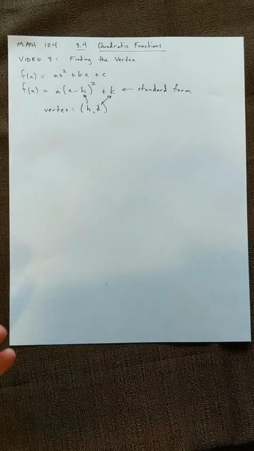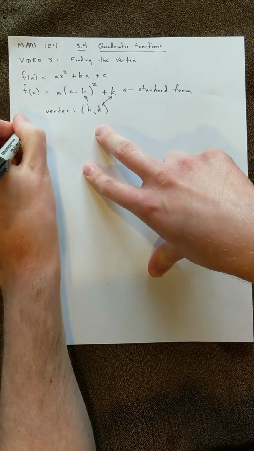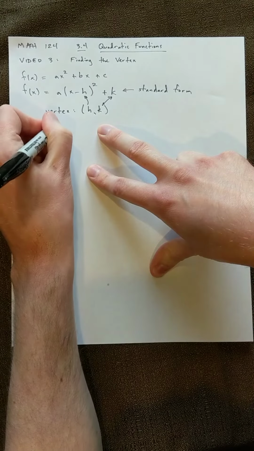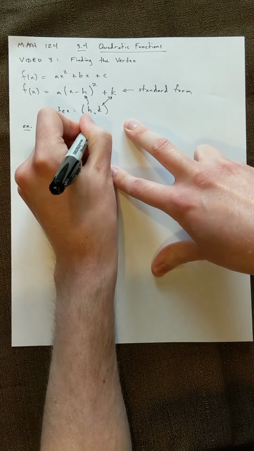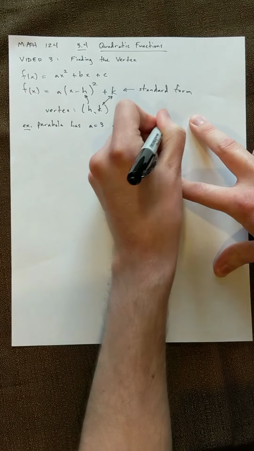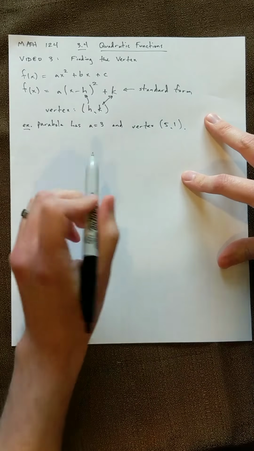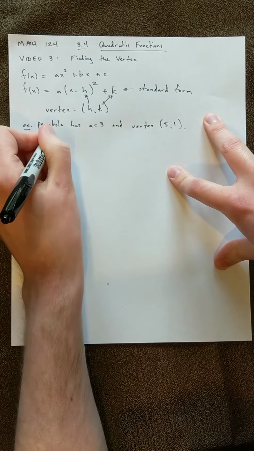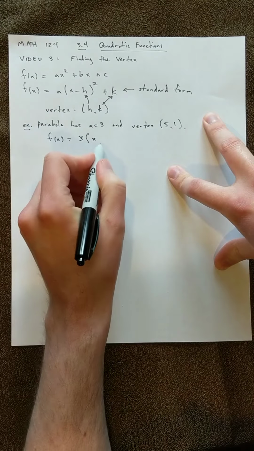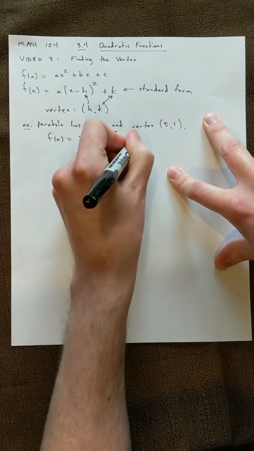So what this means is that if we know the vertex, we can immediately write down this equation, and vice versa. Like if I told you a parabola has A is 3 and vertex 5, 1, then that would be immediately telling you the A, the H, and the K, and so we could plug into this standard form of the parabola, immediately jump to having an equation f of x is equal to 3 parentheses x minus h, which is x minus 5, the quantity squared, plus k, which is 1.